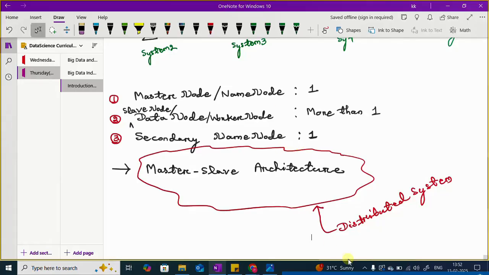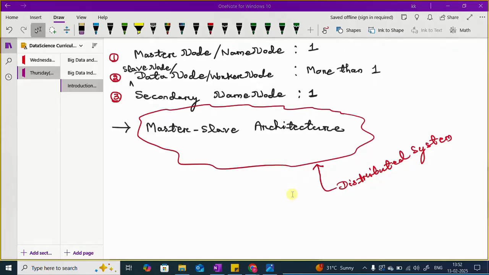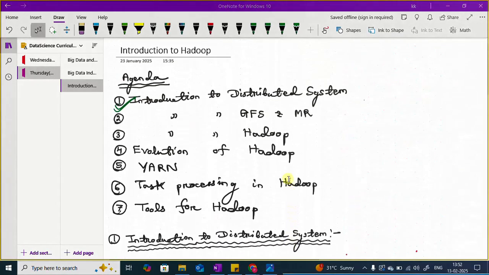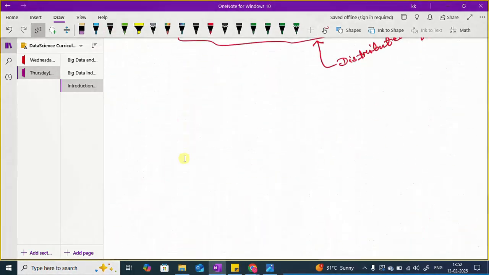Clear guys? Any doubt so far? Okay, fine. Now, the first one we have successfully completed. Now let's talk about the introduction to GFS and MR. What is GFS and MR? We'll see. Now coming to the second point.